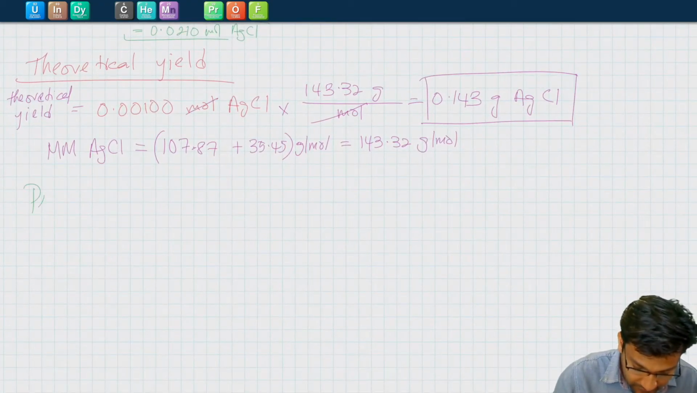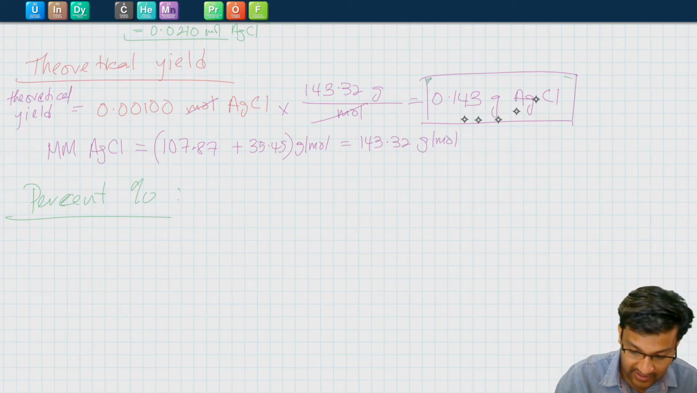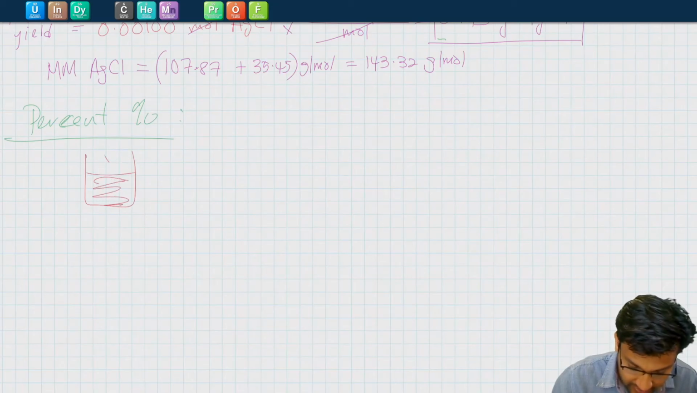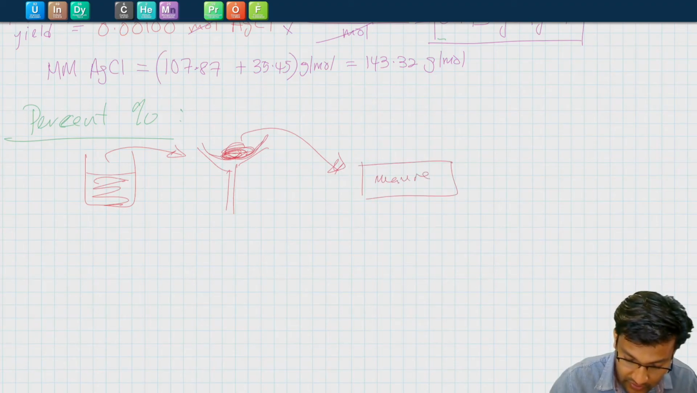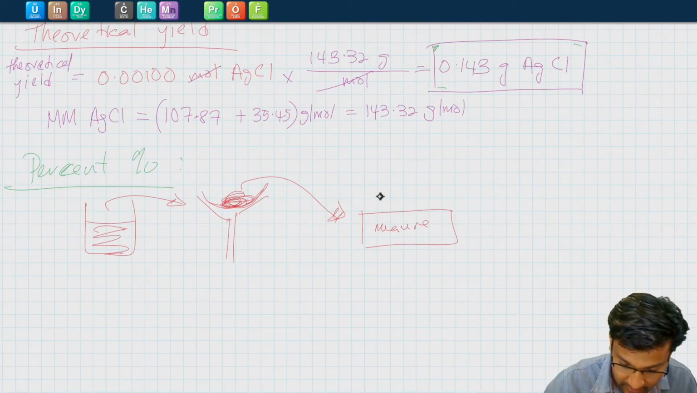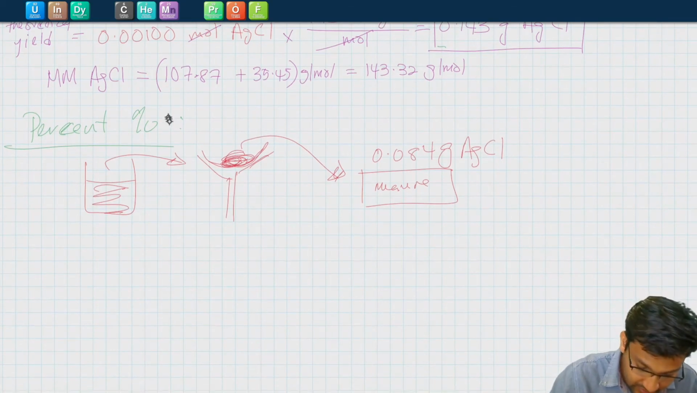However, we'll find oftentimes we do not get all of the possible product whenever we do these experiments. For example, let's say you mix the experiment and find some precipitate, then you filter out all of the solution, so you're left with the remaining precipitate, and then you measure it on a scale to see how much you get. Let's say in this case, instead of 0.143, we measured something like 0.084 grams of silver chloride after we actually performed the experiment. What will be our percent yield?